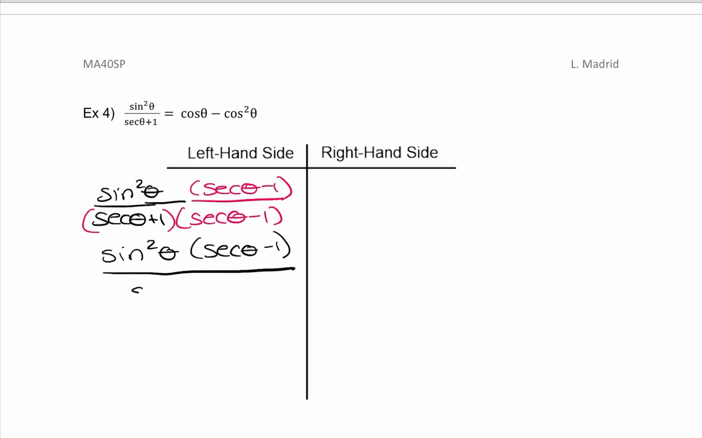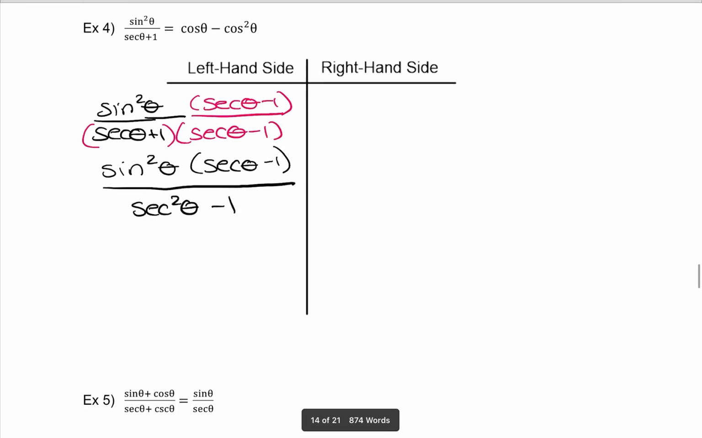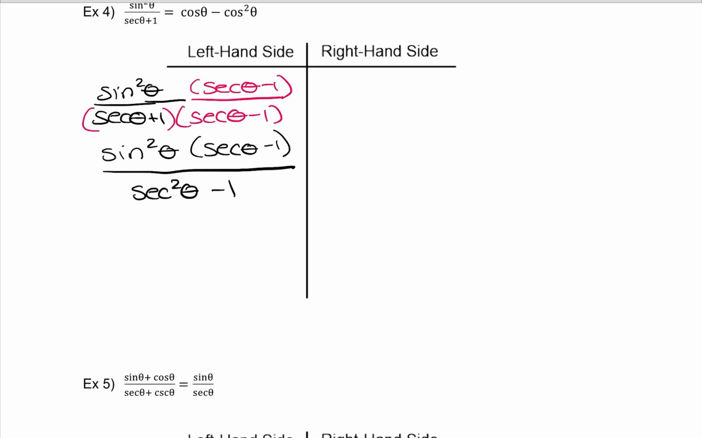I'm going to FOIL the bottom, which is going to give me a secant squared theta minus a 1. This is an identity. Secant squared theta minus 1 is just tan squared theta. So I'm going to keep the top the same, and I'm going to change the bottom to tan squared theta.